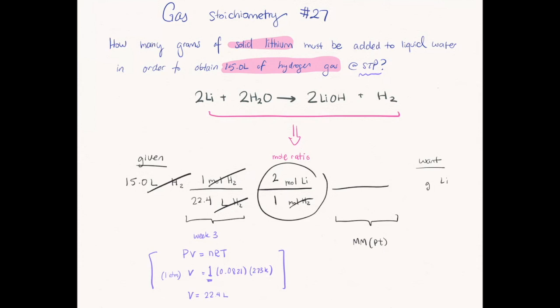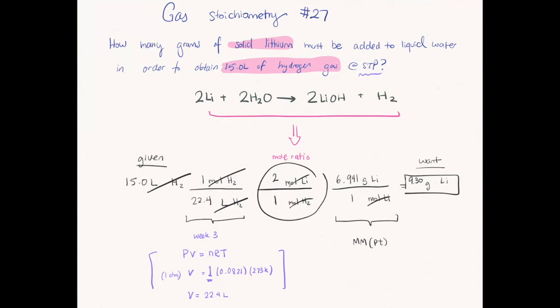Sorry, I'm abbreviating that PT. So moles of lithium on the bottom to grams of lithium on the top. These two would cancel, and how many grams of lithium are in a mole? Looks like 6.941 or so in 1 mole. Then when you do the whole multiplication out, 15 times 1 times 2 times 6.941 divided by 22.4 divided by 1 divided by 1, you should get, I believe, 9.30 grams of lithium. So you need that many grams of solid lithium to be added to the water.